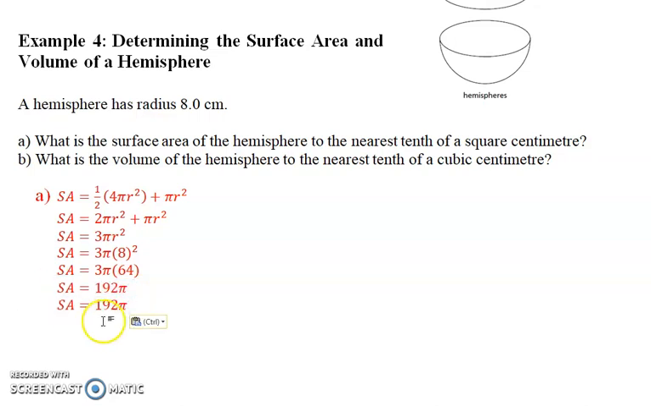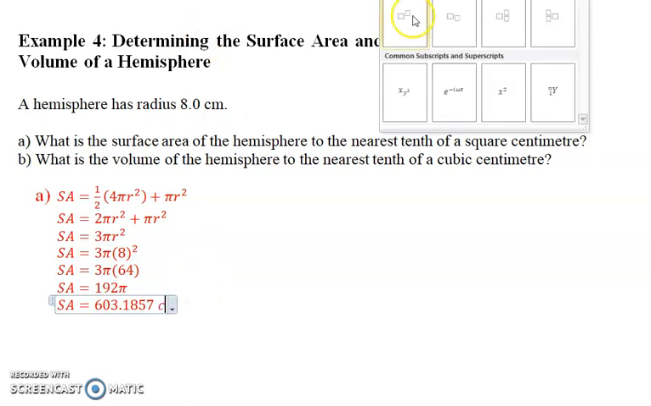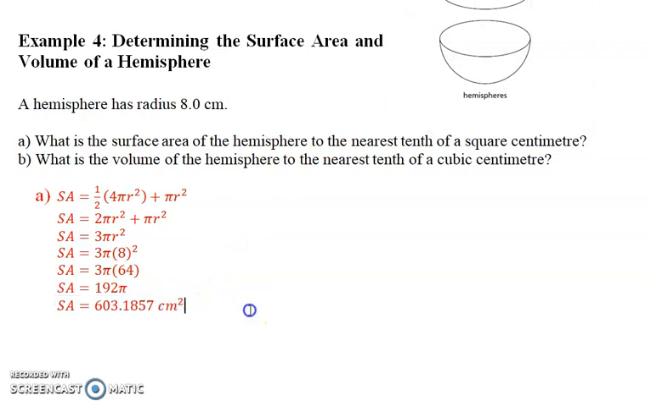So now we'll get to our calculator and calculate that. We plug in 192 multiplied by pi, and that gives us a value of 603.1857. And we know surface area has the units of centimeters squared. Area is always squared.